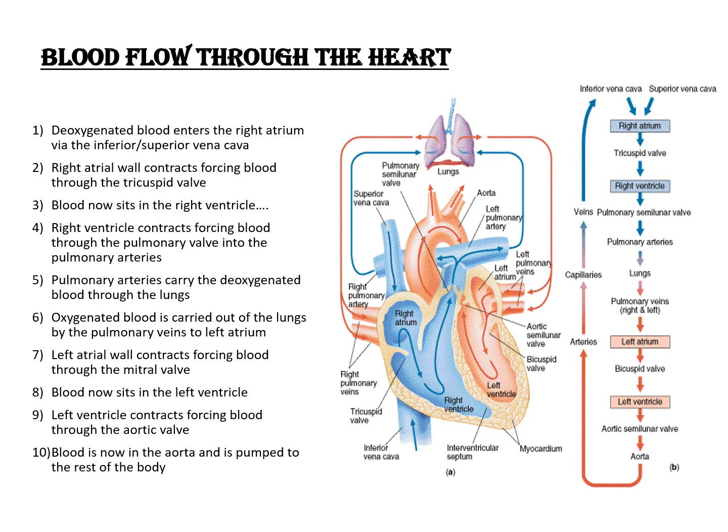The oxygenated blood is carried out of the lungs by the pulmonary veins to the left atrium. The left atrial wall contracts, forcing blood through the mitral valve. The blood now sits in the left ventricle. The left ventricle contracts, forcing blood through the aortic valve. The blood is now in the aorta and pumped to the rest of the body. Remember, this happens in a blink of an eye.